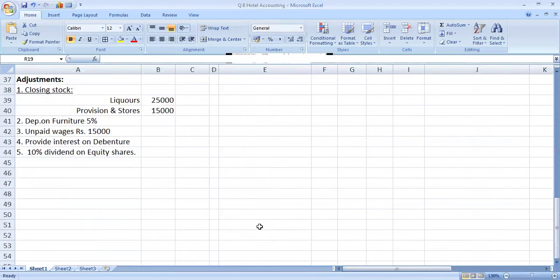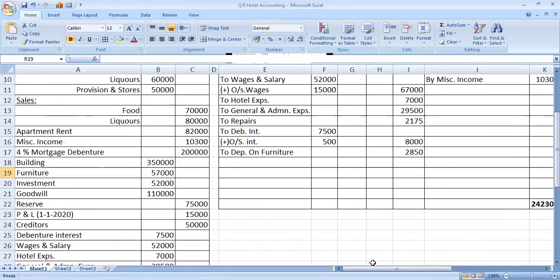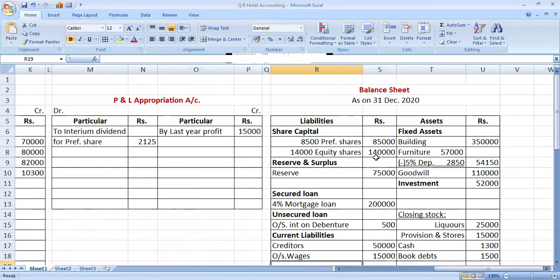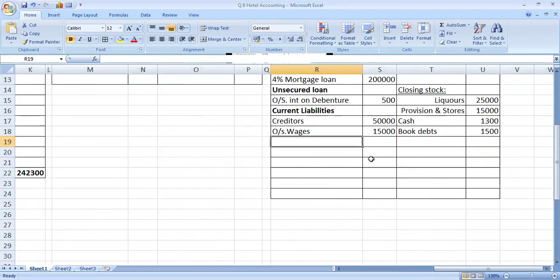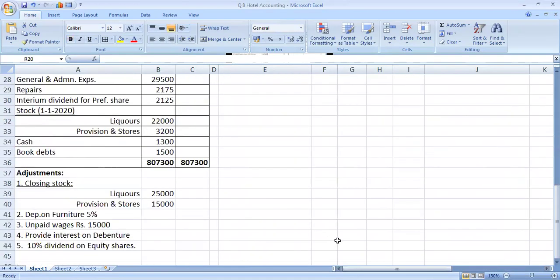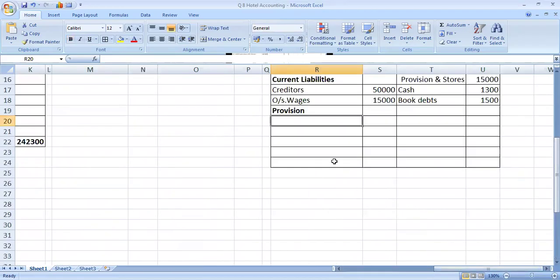Adjustment number 4, sorry, adjustment number 5. 10% dividend on equity share. Equity share amount rupees 1,40,000. 10% of this, that is 14,000. First effect goes to the balance sheet liability side under the heading of provision, that is dividend on equity share 14,000.